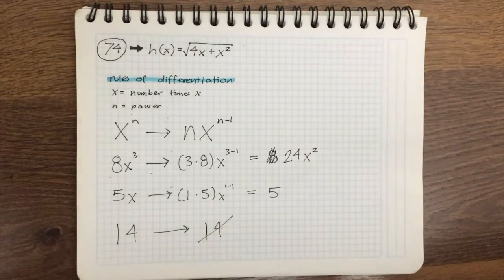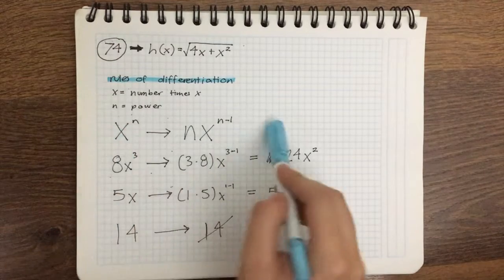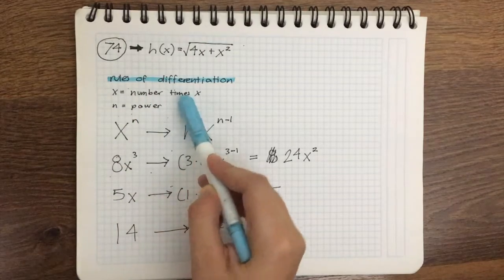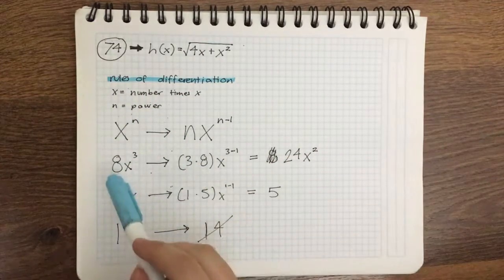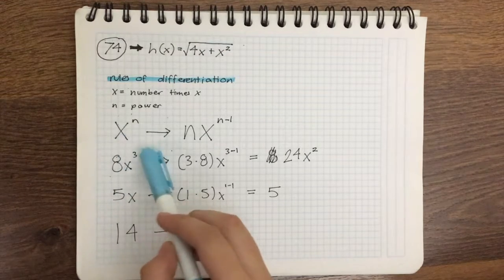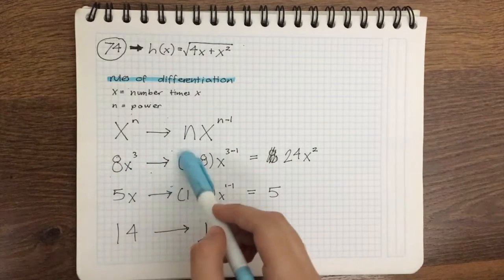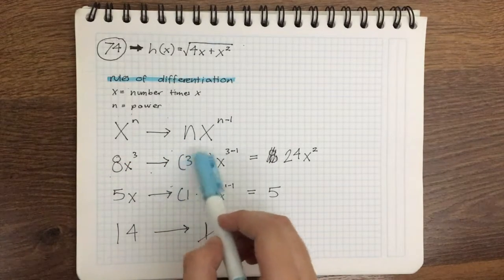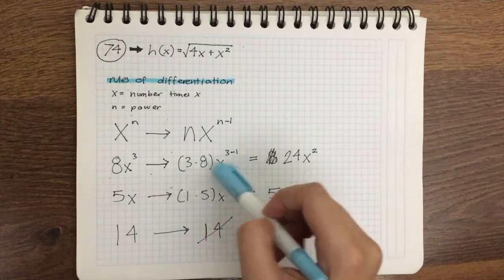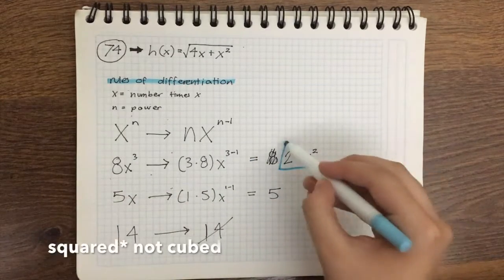Now, what are the rules of differentiation? Here we can see two formulas with x and n. X being the number times x and n being the power. Now, how do we plug it in? Here we have 8x cubed. Now, 8x being x and the 3 being n, aka the power. If we plug it in, it would be 3 times 8x to the power of 3 minus 1. If we simplify, it would give us 24x squared.